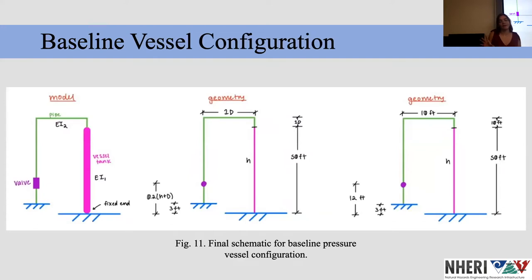So on the left, you can see the pink is the vessel tank going up. And then there's a little bit of piping coming up from the head and then going horizontally, and then going back down vertically. And we have the valve mass there. And then the base of the vessel and the base of the piping are both fixed ends.